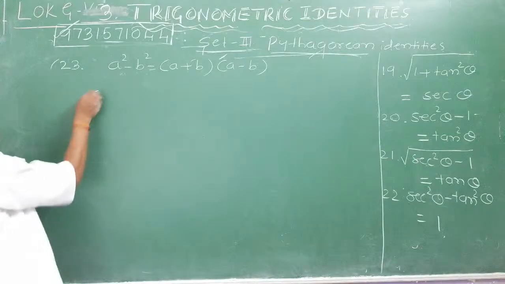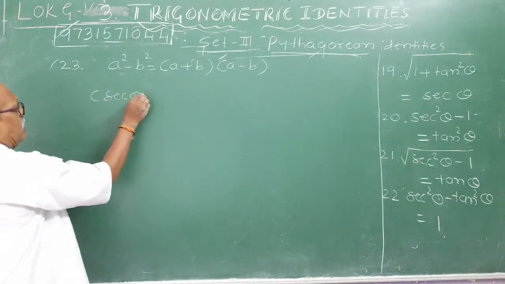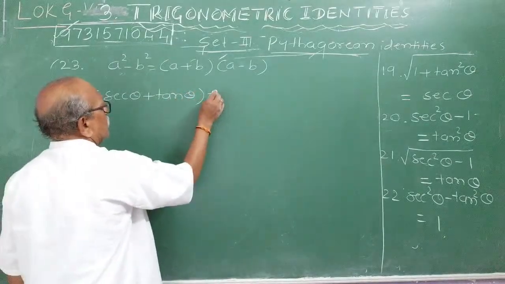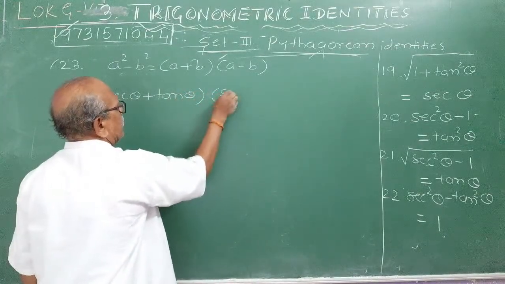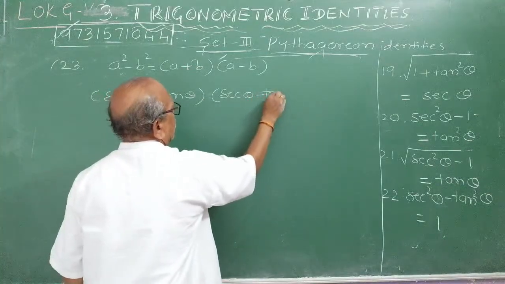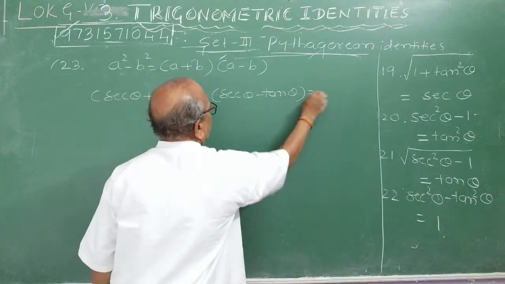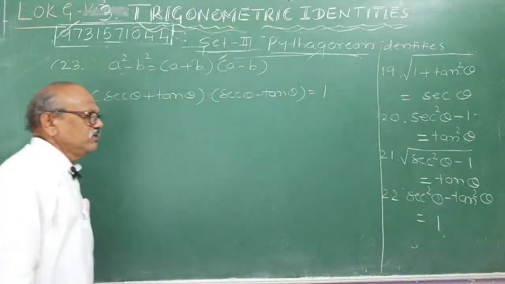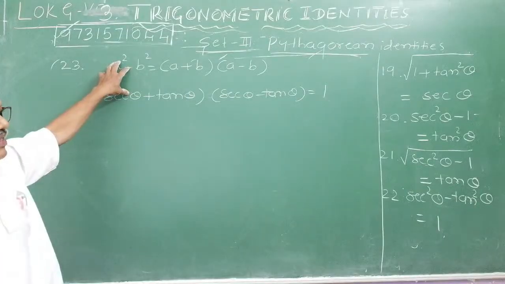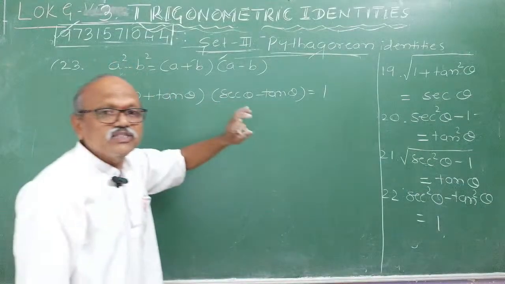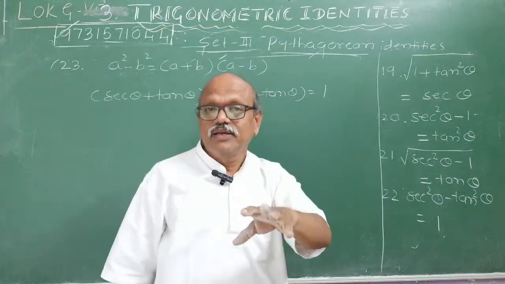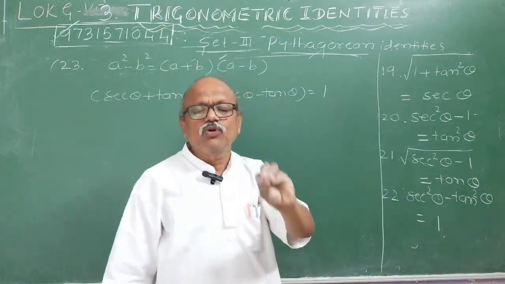Now, can I write this one as sec theta plus tan theta into sec theta minus tan theta is equal to 1. When I made my students use this, they started solving identities faster than me. You are more intelligent than me, but the only thing is that you have no tricks.